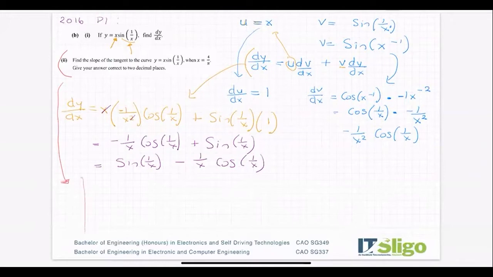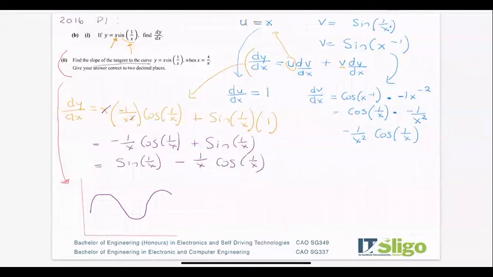So I'm going to draw a little graph here. So x times sine 1 over x. I'm not too awfully sure how that looks like. So I'm just going to draw a general sine wave, just as an example. Because what I want to explain is what does it mean, slope of the tangent to the curve?